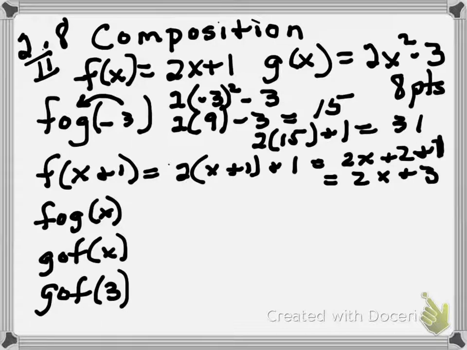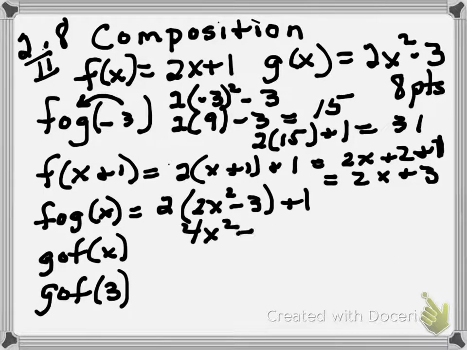Next, we're putting x into the g function, which it already is, and then we're putting the g function into the f function. So we're putting 2, replacing the x with the g function, plus 1, and simplify. So we're getting 4x squared minus 6 plus 1, or 4x squared minus 5. Now we're putting the f function into the g function.